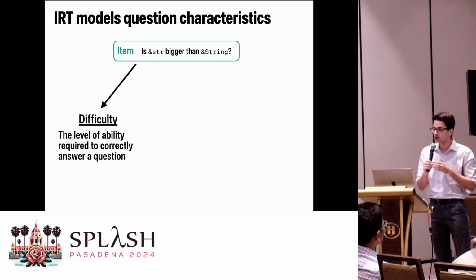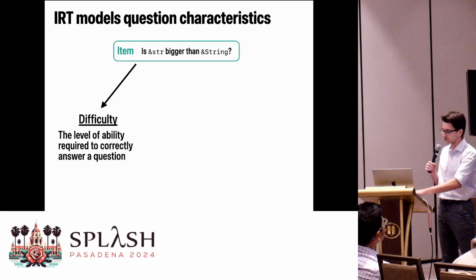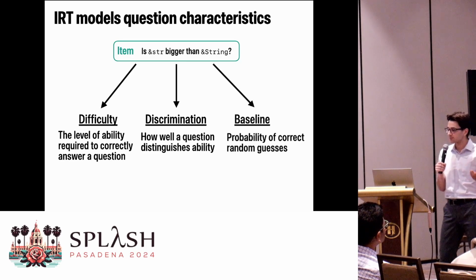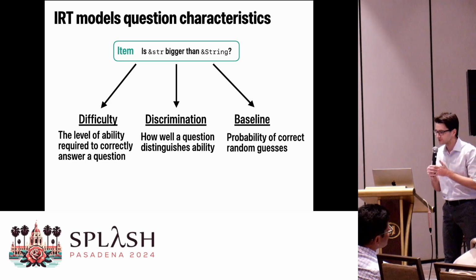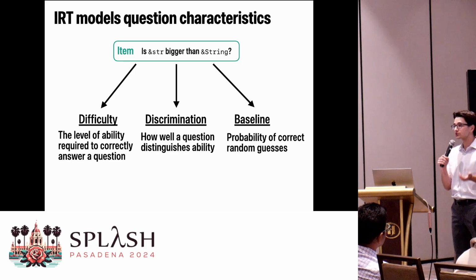There is difficulty, or the level of ability required to correctly answer a question; discrimination, or how well a question distinguishes ability; and then the baseline probability of a correct random guess. For our purposes, the dimension that most closely corresponds to quality is discrimination.